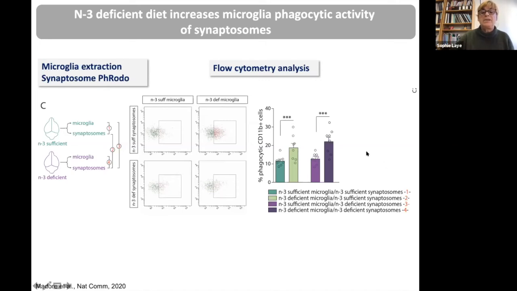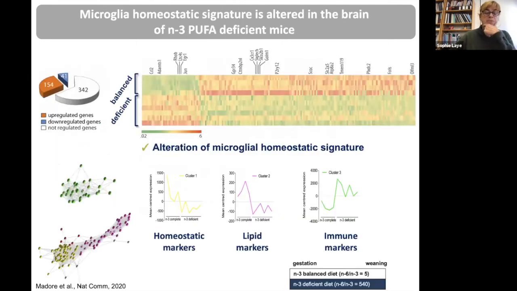What we found is that the fact that microglia are deficient in omega-3 is sufficient to activate the hyperphagocytic activity of microglia, whatever type of synaptosome they are exposed to. So this really means that the changes in omega-3 at the level of microglia are sufficient to trigger this hyperphagocytic activity. Then we studied the microglia.